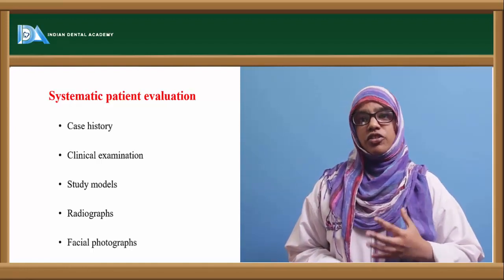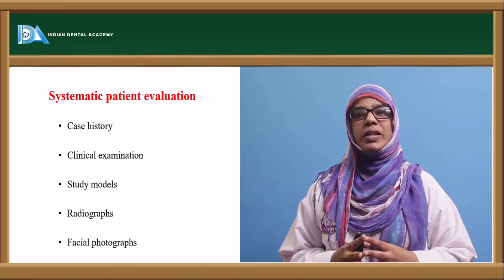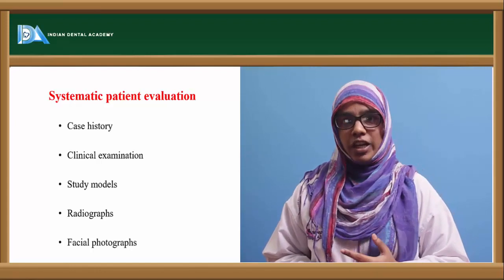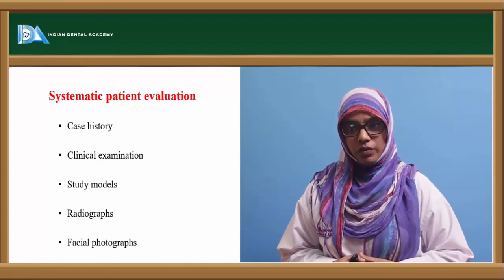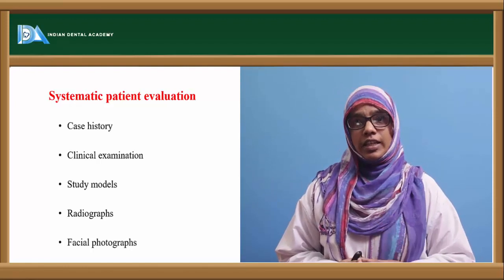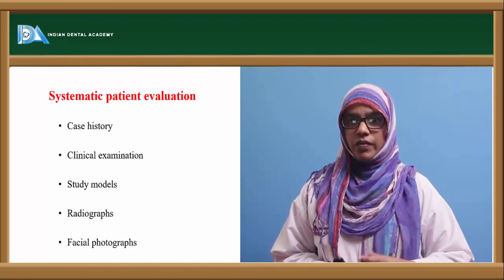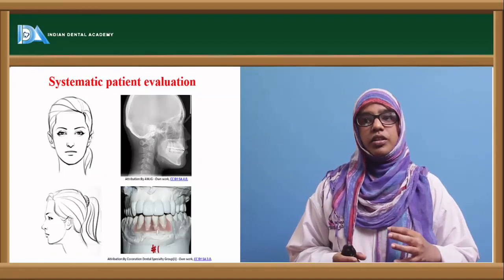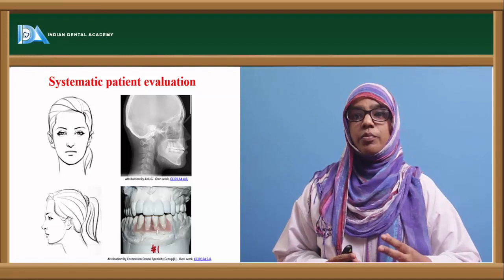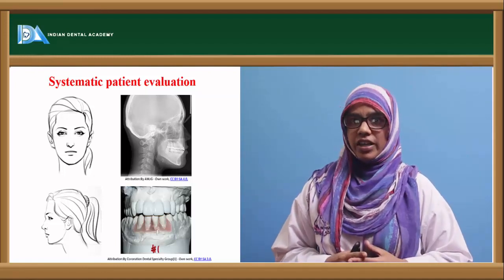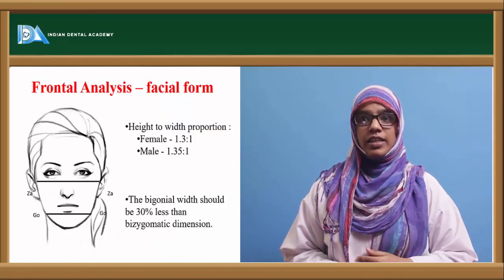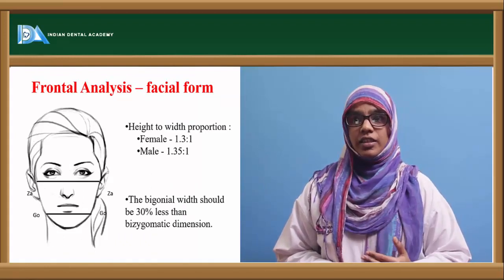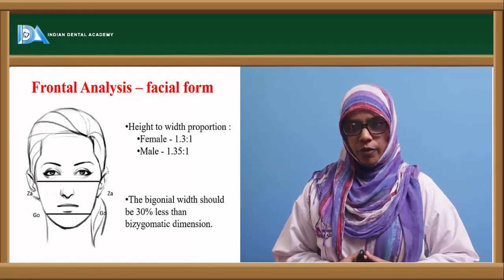Now, along with this general history, we need to have a complete clinical examination. Clinical examination involves the facial profile of the patient and the examination of the photographs of the patient. Then, along with the clinical examination, we need to have study models as well as radiographs. We will see each of these separately. We begin with, as I mentioned earlier, a frontal as well as lateral profile examination, radiograph and dental examination. Now, the frontal analysis or the profile analysis will start from the facial form.